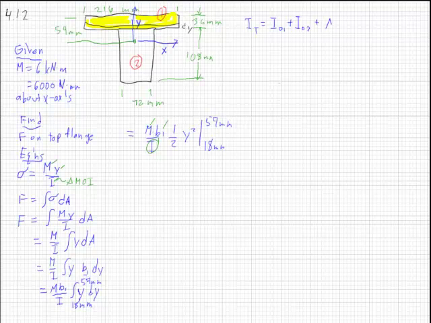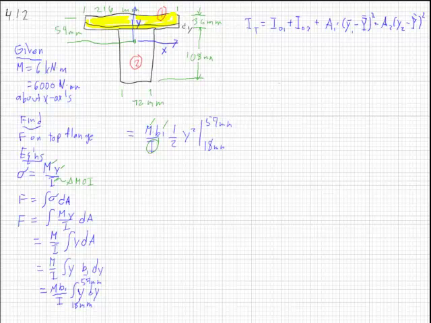So it's going to be the area of the first times the distance of its centroid to the system centroid, the full centroid, at that 54 millimeter mark, squared, plus the area of the second part times the distance from its centroid to the centroid of the entire cross section, and that quantity squared.